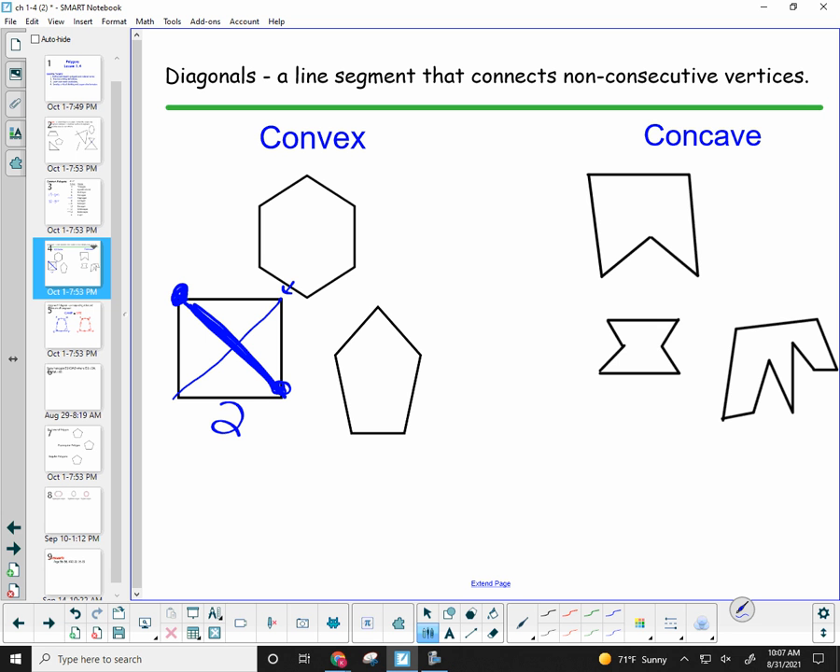Let's think about a pentagon. I'm going to start right here at this vertex. Okay, if I were to draw in a diagonal, it has to connect to a non-consecutive vertex. So this vertex here, that is consecutive. It's right next to it. But here's a diagonal, and here's a diagonal. This one is next to it. So from that one vertex, I can draw two diagonals.